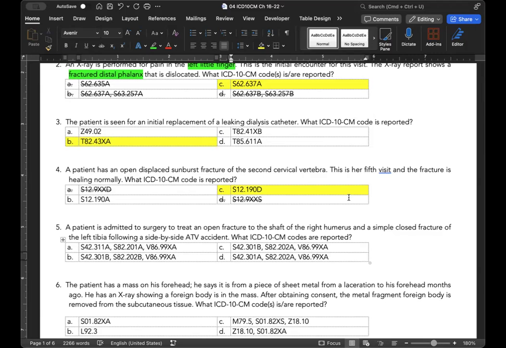Okay, so just a recap. Initial encounter does not mean very first visit and only very first visit. It means your active treatment. Subsequent encounters just means that it's your healing phase. Does that make sense? Anybody confused on that? Do we need some more examples? Active treatment or initial encounter is active treatment, and then subsequent encounter is healing phase.